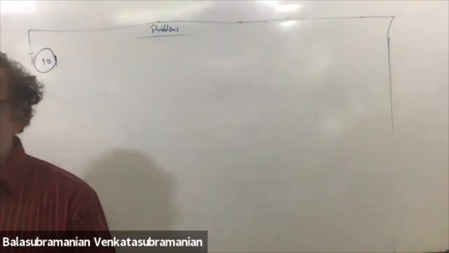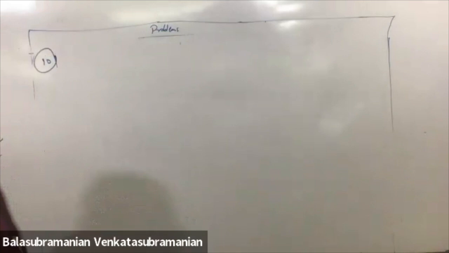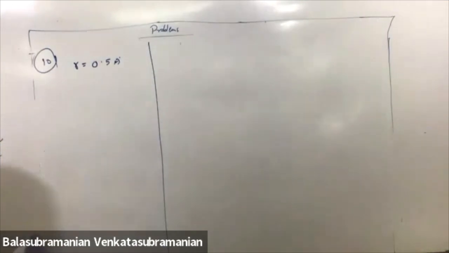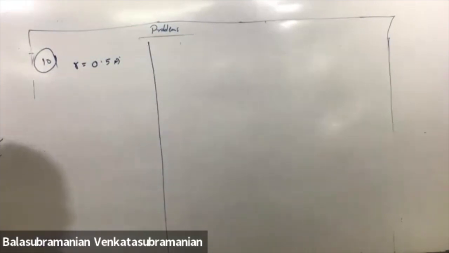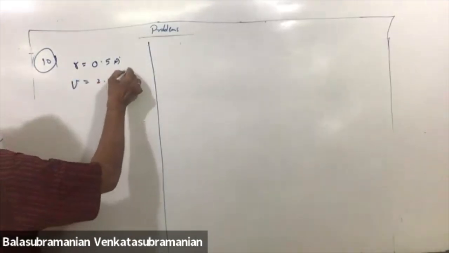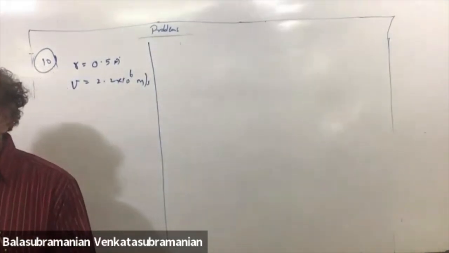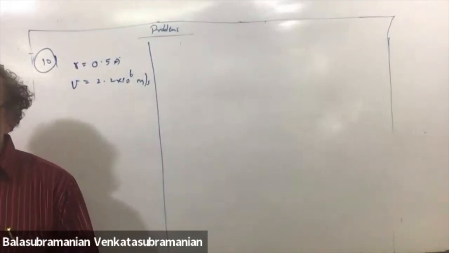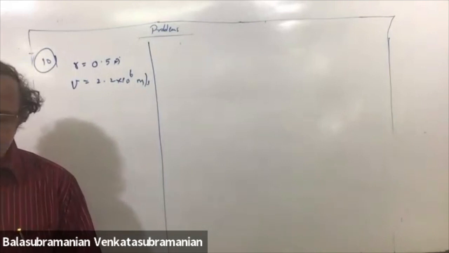Next, 10th problem. The radius of the first orbit of a hydrogen atom is 0.5 Angstrom unit. Radius R is 0.5 Angstrom. The electron moves in an orbit with a uniform speed of 2.2 into 10 power 6, velocity 2.2 into 10 power 6 meter per second. Calculate the equivalent current, the equivalent dipole moment, and the magnetic field produced at the center of the nucleus due to the motion of the electron.